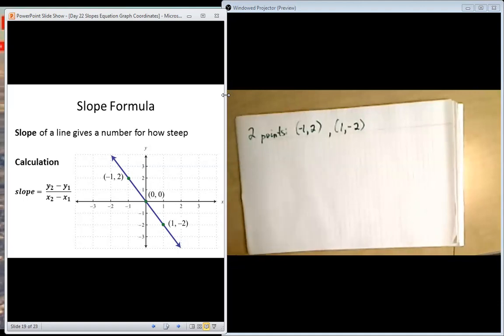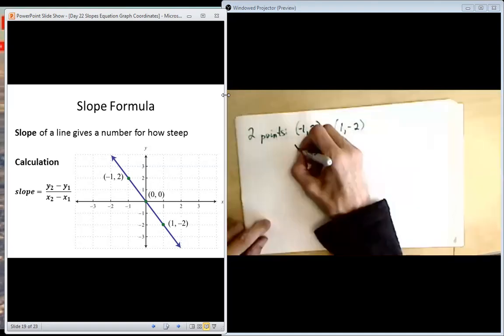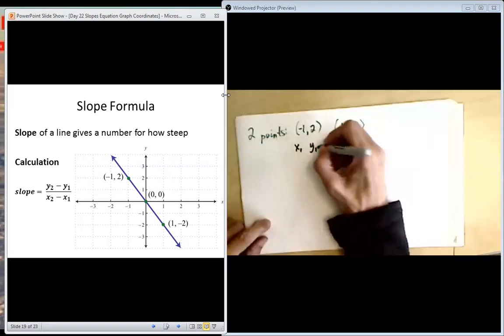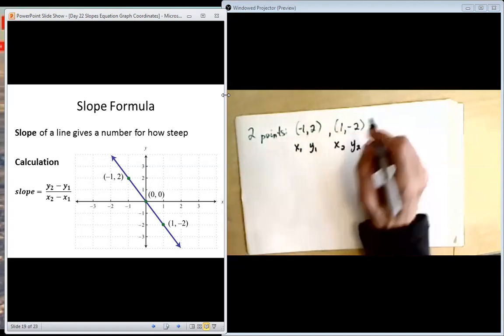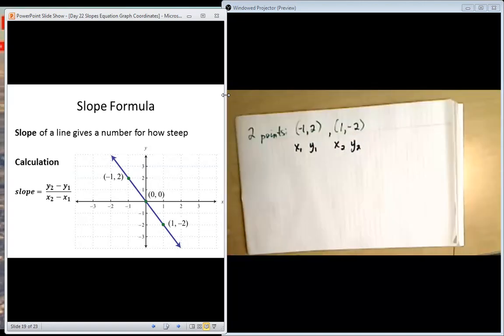What happens next? Label them, sure. x1, y1. Next one, x2, y2, just like that. Yeah, formula for sure.